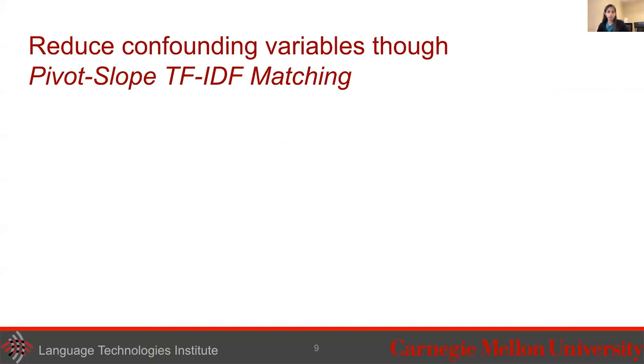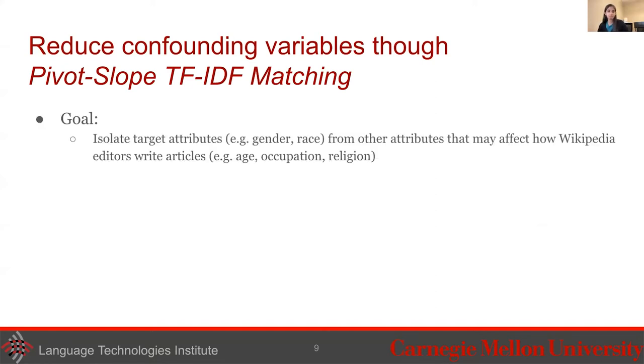So our first goal in this work is to isolate variables of interest from other attributes that might affect how Wikipedia editors write articles. To do this, we develop a matching algorithm that I will describe in more depth.